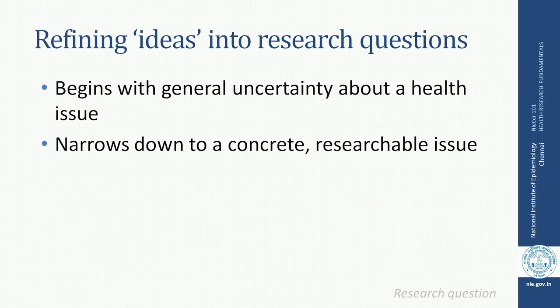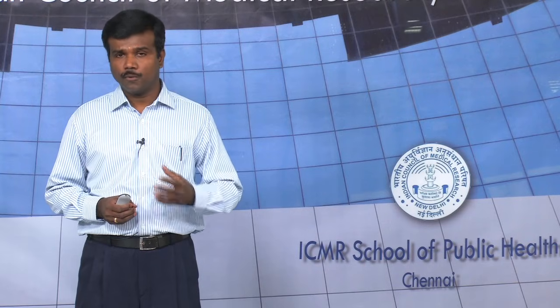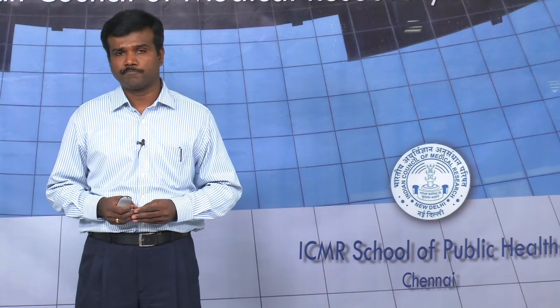A research question is all about refining your ideas into a systematic process of framing a question. It begins with a general uncertainty about a health issue in the context of health research, and then it is narrowed down into a concrete researchable issue. While translating uncertainty to a research question, one frames the problem in specific terms. In health research, it could be in clinical or public health terms.